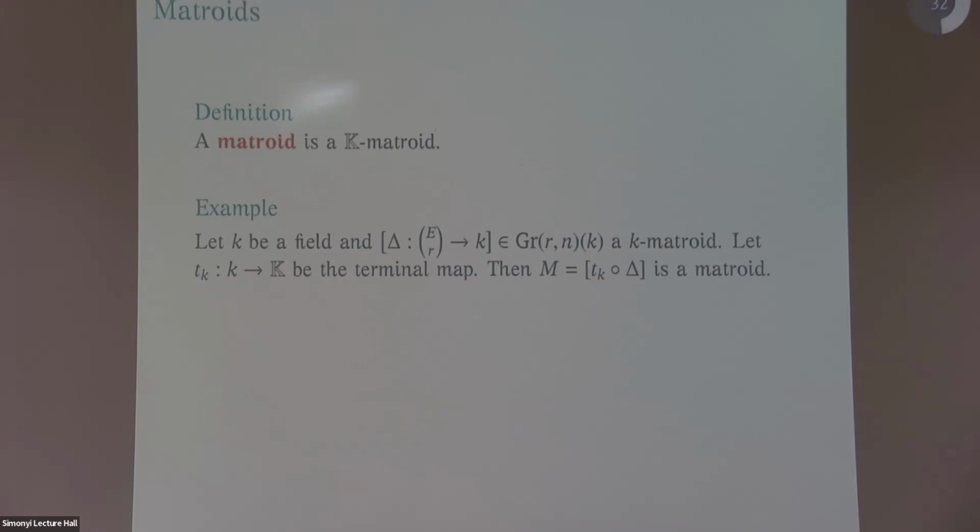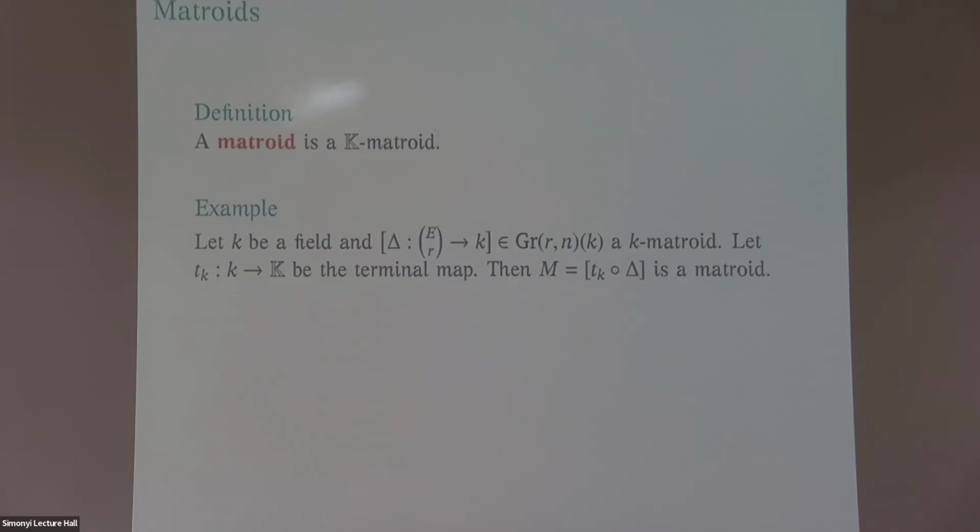Good. Here's an example of a matroid, for those who don't know that. If we have a field k and we take a k-rational point in the Grassmannian, which I write as this function, it represents an index set, the Plücker coordinate. And if we take the terminal map Tk, which maps every non-zero element of field k to 1 in the Krasner hyperfield, then the composition of delta with this map Tk is a matroid.